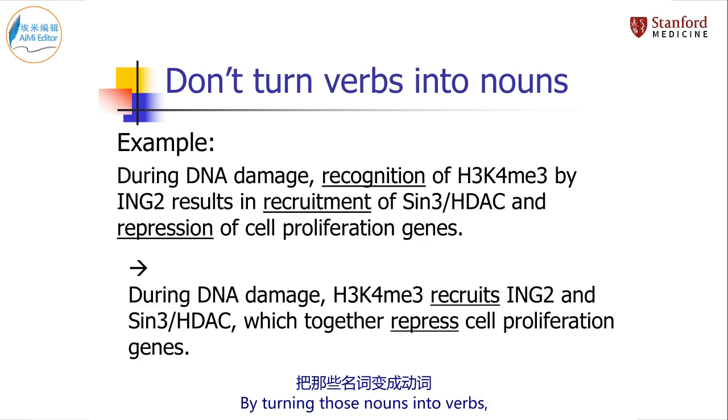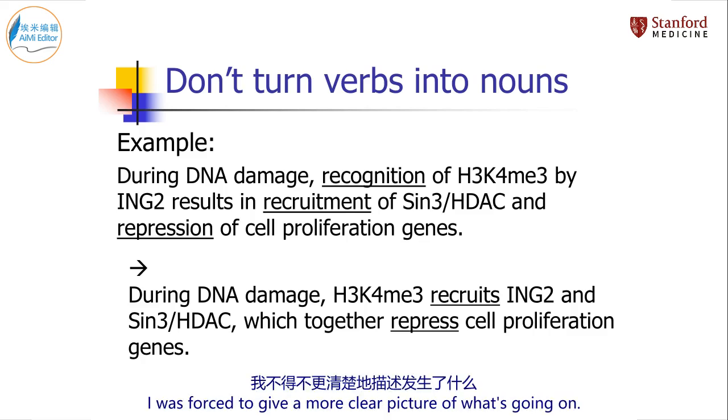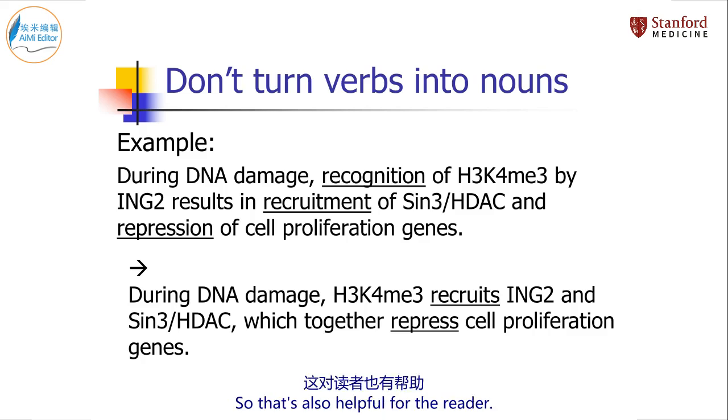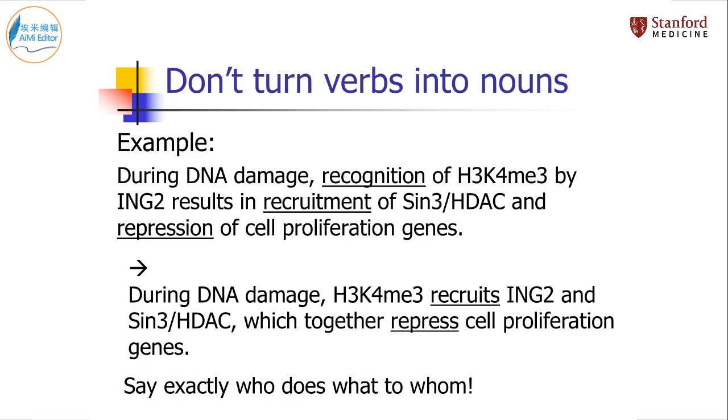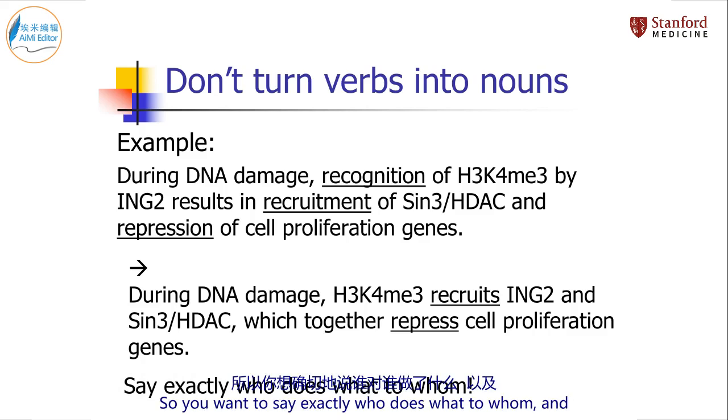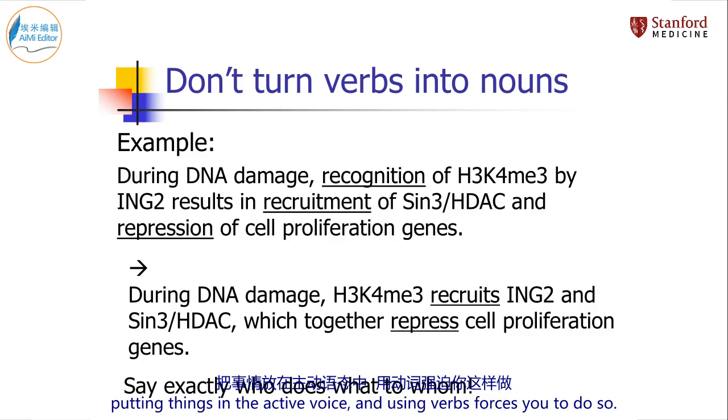By turning those nouns into verbs, I was forced to give a more clear picture of what's going on. So that's also helpful for the reader. It avoids ambiguity. So you want to say exactly who does what to whom, and putting things in the active voice and using verbs forces you to do so.